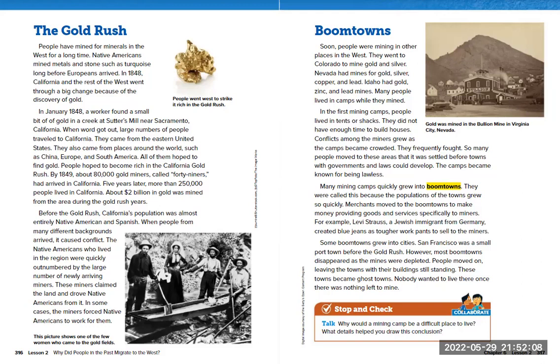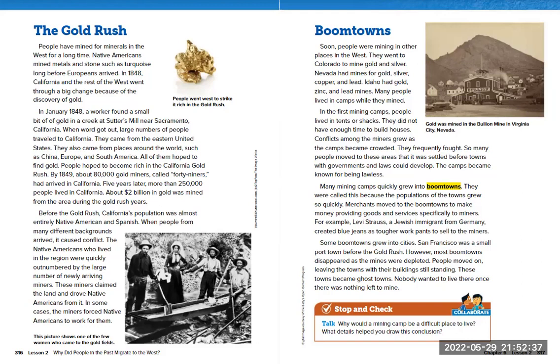When word got out, large numbers of people traveled to California. They came from the eastern United States. They also came from places around the world, such as China, Europe, and South America. All of them hoped to find gold. People hoped to become rich in the California gold rush. By 1849, 80,000 gold miners, called 49ers, had arrived in California. Five years later, more than 250,000 people lived in California. About $2 billion in gold was mined from the area during the gold rush years.